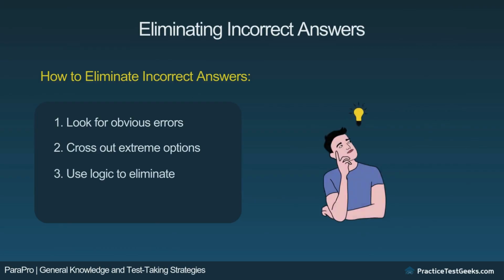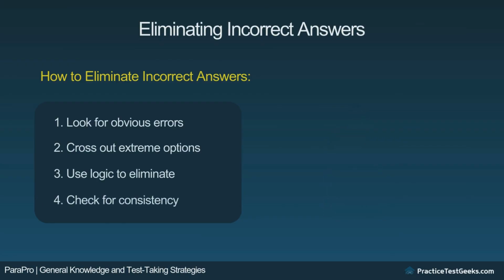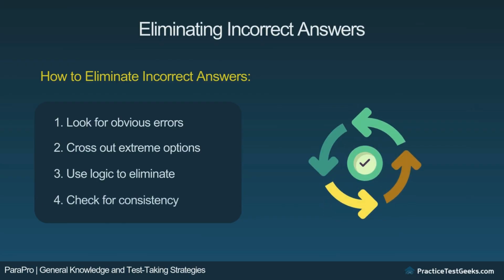3. Use logic to eliminate. Sometimes, even without knowing the exact answer, you can eliminate options based on logic or knowledge of the topic. For instance, if the question is about educational principles, you might know that one option doesn't fit within general educational practices. 4. Check for consistency. If one answer choice is consistently aligned with what you've learned in your study materials, it's more likely to be correct.